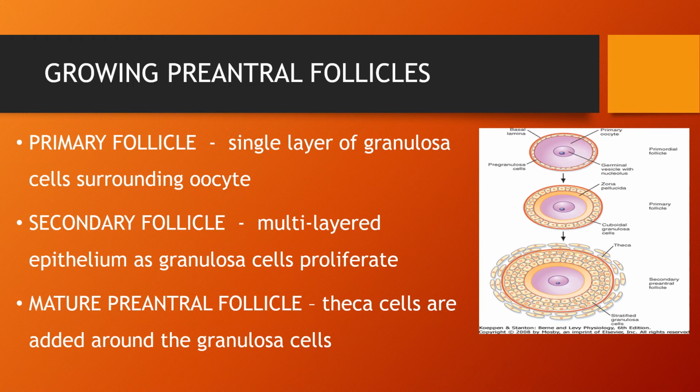Okay, let's talk about the growing preantral follicles. From a primordial follicle, it has now matured to the primary follicle. The primary follicle will be surrounded by a single layer of granulosa cells. Later, as this matures, it becomes the secondary follicle with multiple layers. Now there's a multilayer of epithelium as granulosa cells proliferate to become the mature preantral follicle, in which theca cells are added around the granulosa cells.